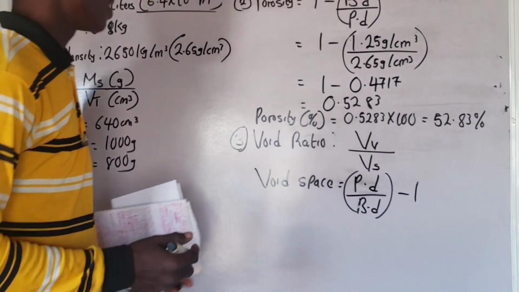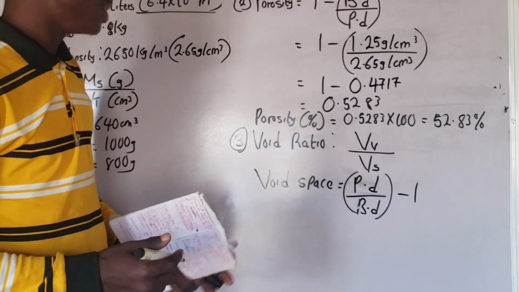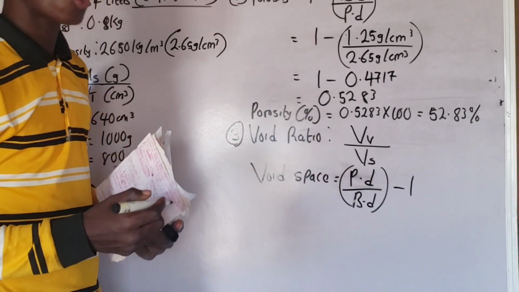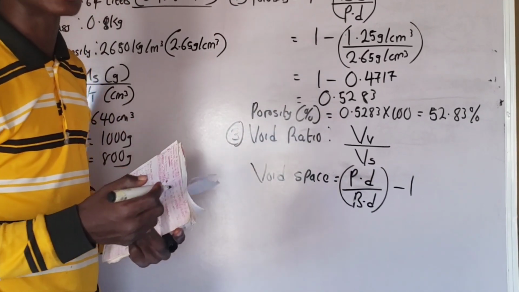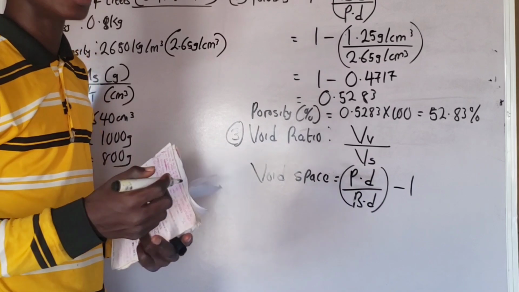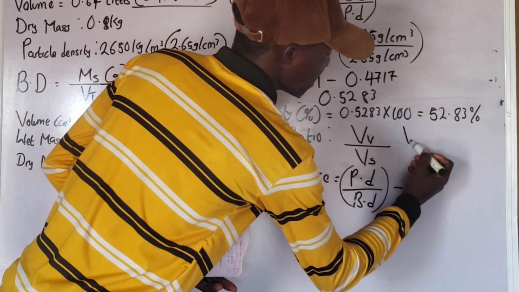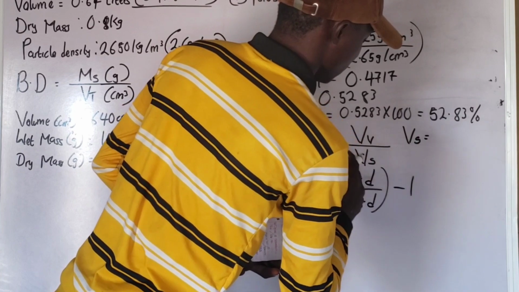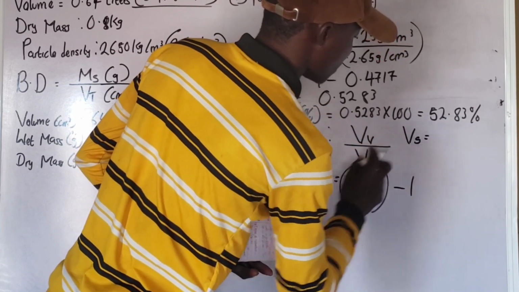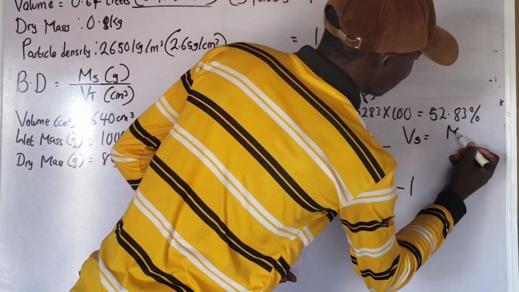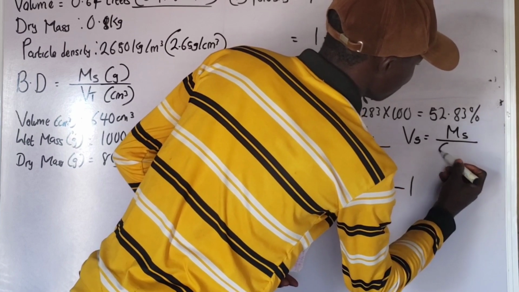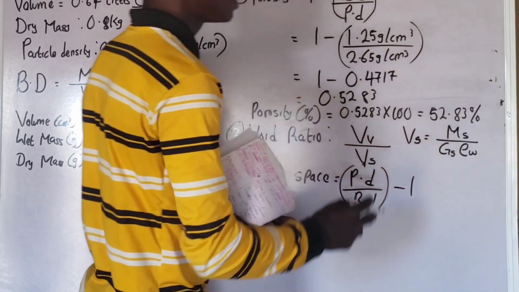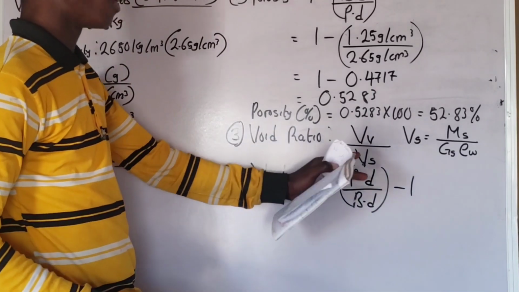This is the formula that we use to determine the void space. But now, we are asked to calculate the void ratio. The void ratio is given by this formula: the volume of the void all over the volume of the solid. You understand? Please pay attention. The volume of the solid is equal to the mass of the soil all over the specific gravity multiplied by the density of water. This is the formula for calculating the volume of the solid.